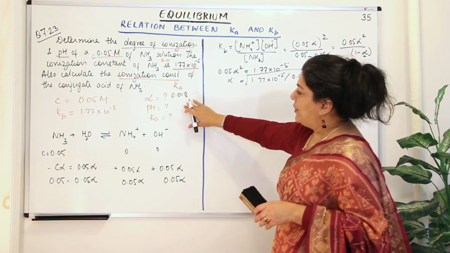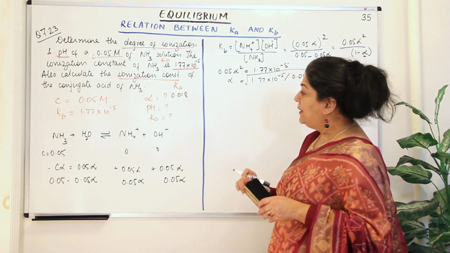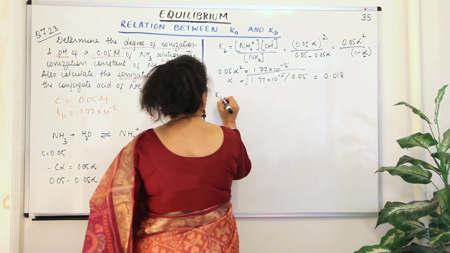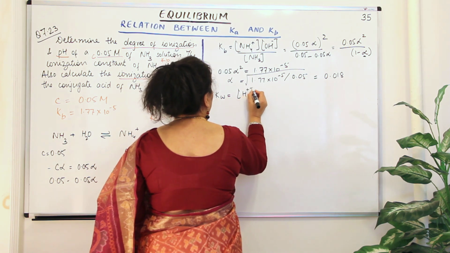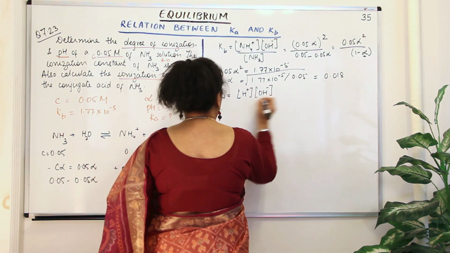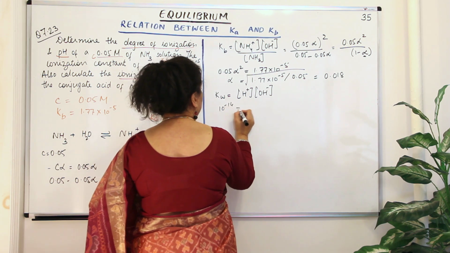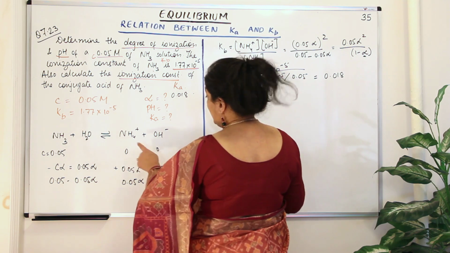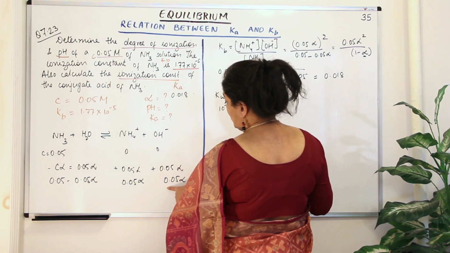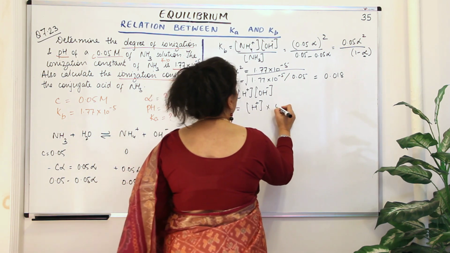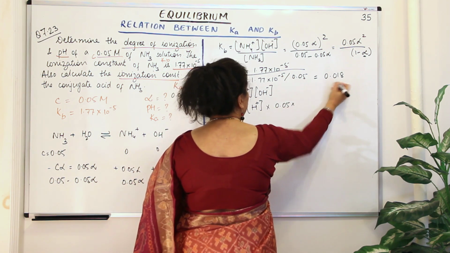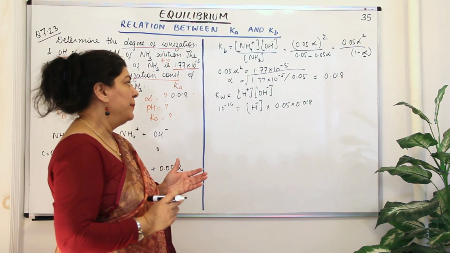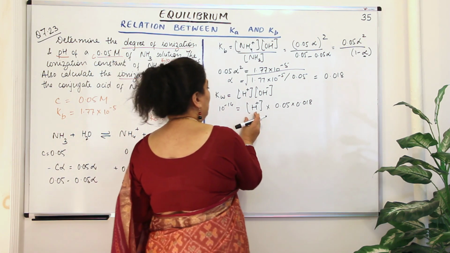So what's the next part of the question? What is the pH? How do you calculate the pH? We know that the ionic product of water, Kw, is equal to H positive into OH negative. Kw we know is 10 to the power minus 14, and H positive we have to calculate, and OH negative we have already calculated here as 0.05 alpha. So 0.05 into 0.018. You can calculate the value of OH negative from here, and from that you can calculate H positive.